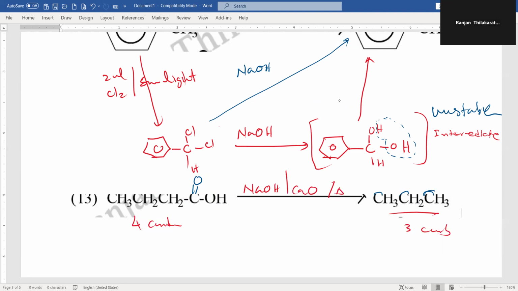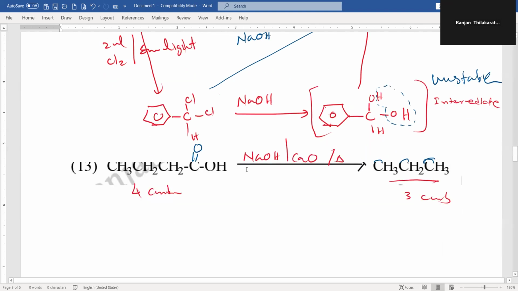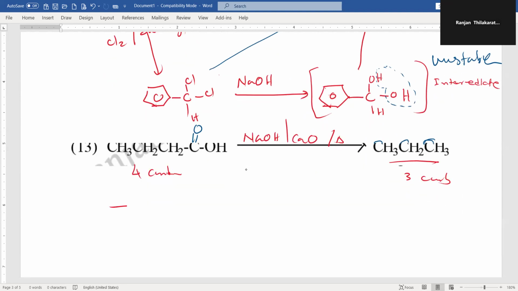Right? If you have 4 carbon, you will end up with 3 carbon. Depending on the compound you have, you can get this kind of a product. Even if you have this benzene ring with a carboxylic group, this is called benzoic acid, then you can convert that into benzene plus CO2. That CO2 is the CO2 which we remove from this carboxylic acid.